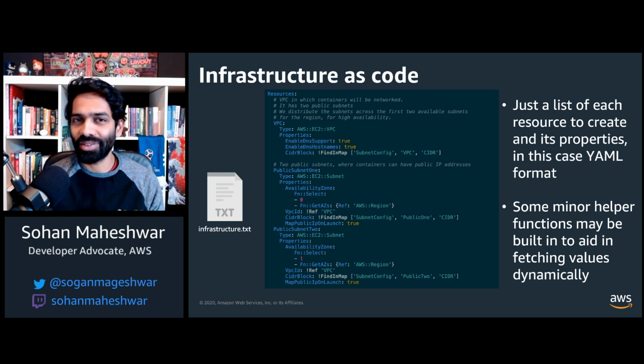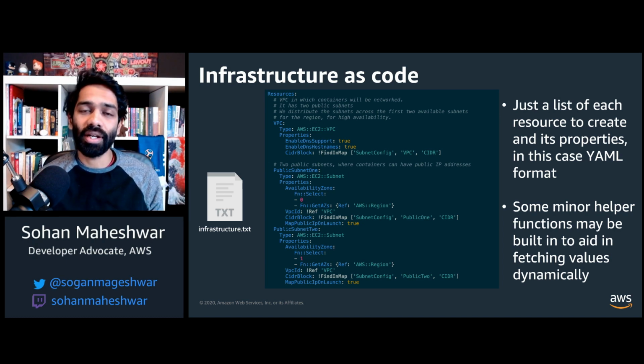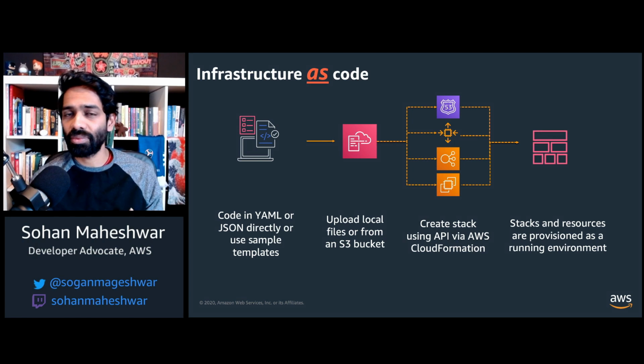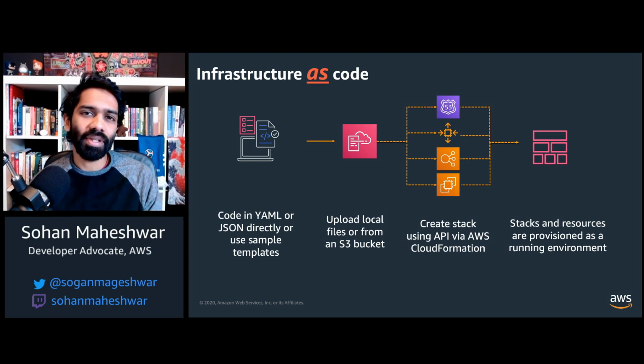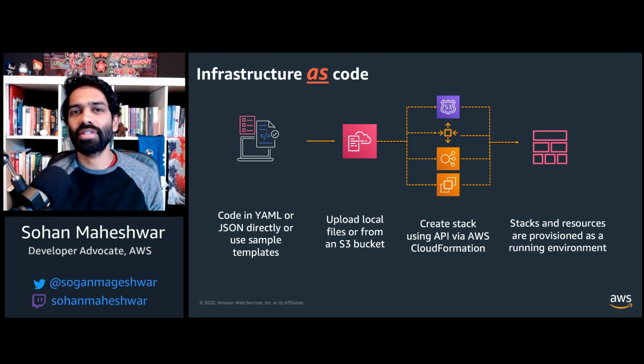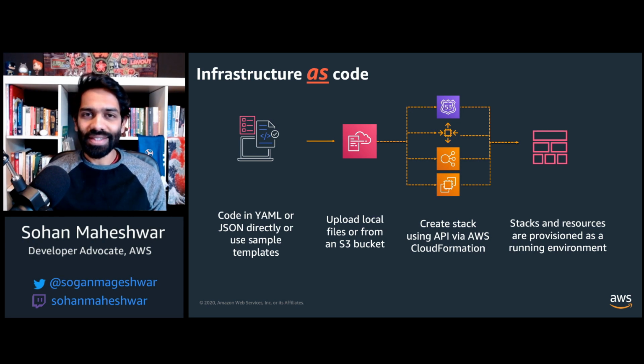Now this is great. A lot of corporations, especially ones deploying large modern applications, use this. And essentially, what infrastructure as code is, is what I just described. You're coding in JSON or YAML. You upload this to, say, an S3 bucket, and then something like CloudFormation creates your infrastructure stack out of this.